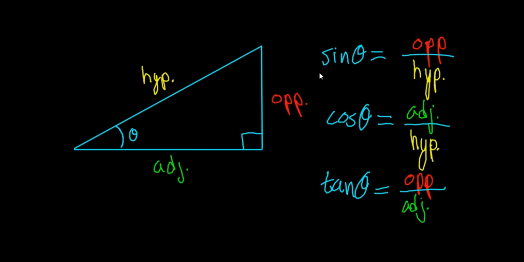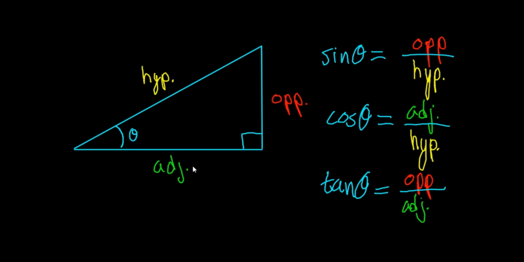And then we can also define the cosecant, secant, and cotangent functions, where the cosecant function is just the reciprocal of the sine function. So it's just hypotenuse over the opposite. And secant is just the hypotenuse over adjacent. It's the reciprocal of the cosine function. And cotangent is just the reciprocal of the tangent function.